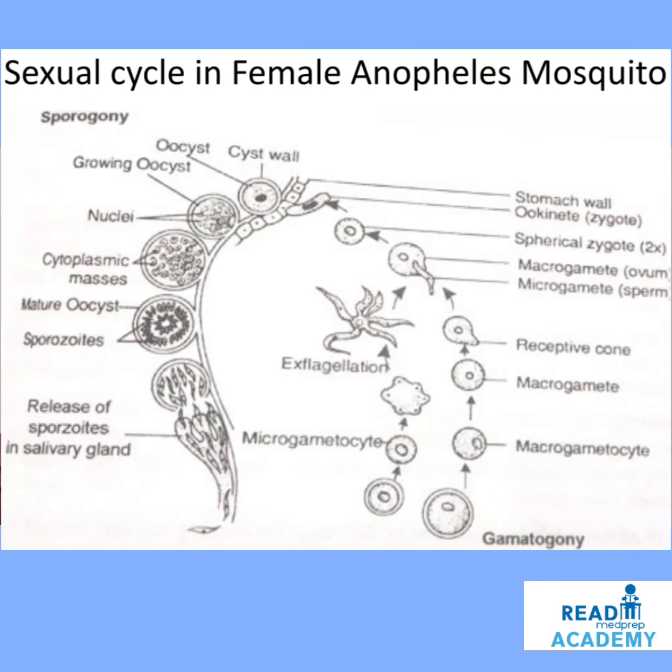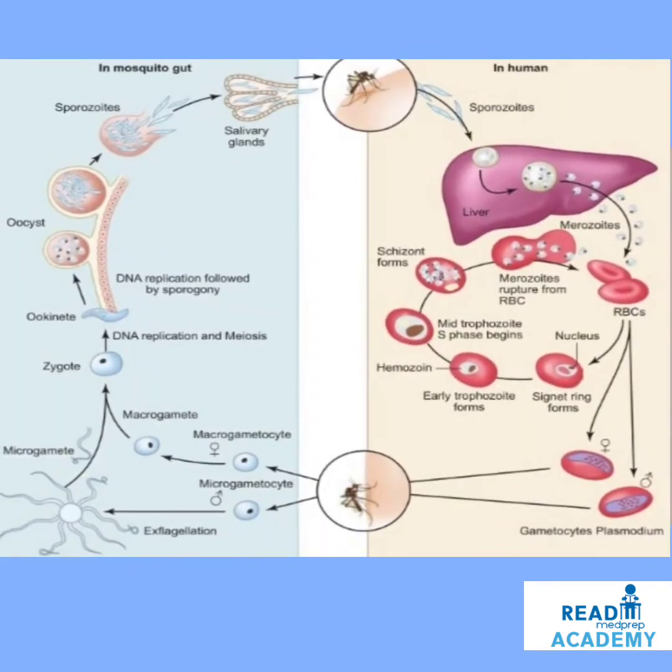The oocyst slowly develops, multiplies rapidly, undergoes sporogony, develops a large number of sporozoites, and these sporozoites migrate to the salivary gland and are injected into a new host. To complete the life cycle of malaria, you can see in this, the mosquito bites the humans, introduces the sporozoites, which multiply in the hepatic cells and release a large number of merozoites.